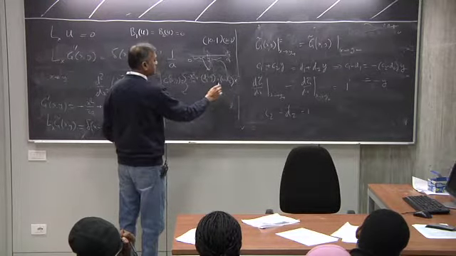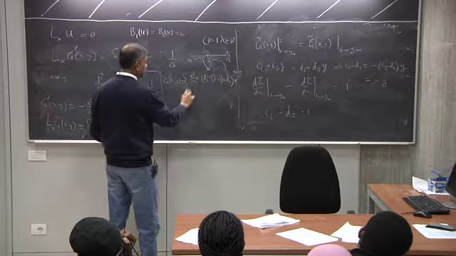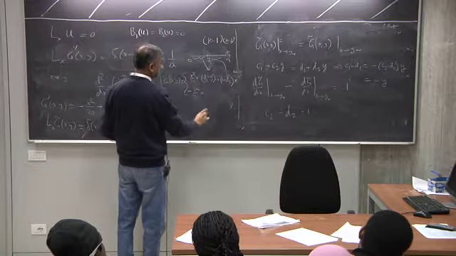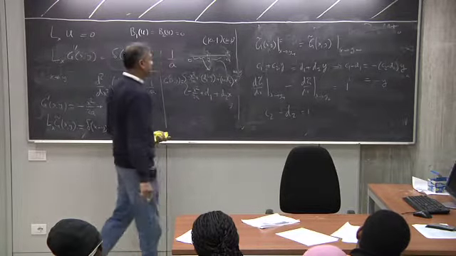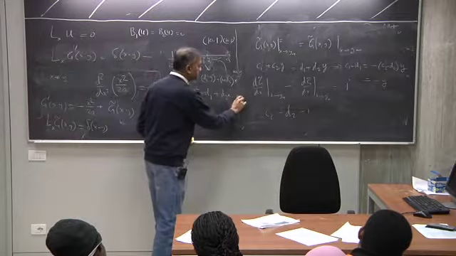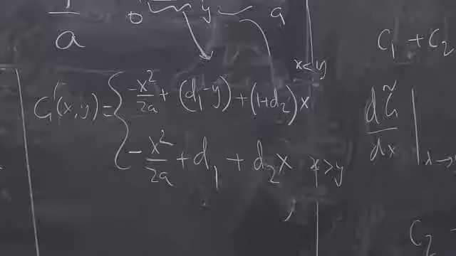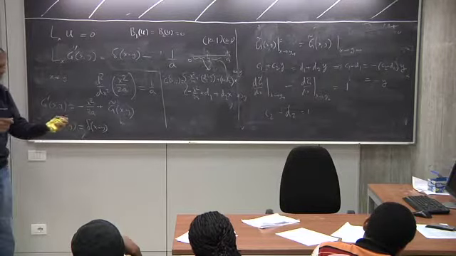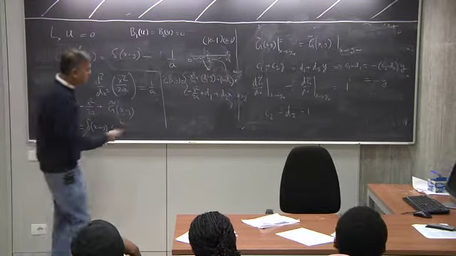So this is the region where x is less than y. And the other region is minus x square over 2a plus d1 plus d2 x. Okay, this is for x greater than y. That's what we found so far. I just use the fact that G tilde satisfies those equations, and then G prime has an extra piece here. This is continuous. There's no discontinuity here, right? This is a continuous object. And now let's look at the boundary condition.